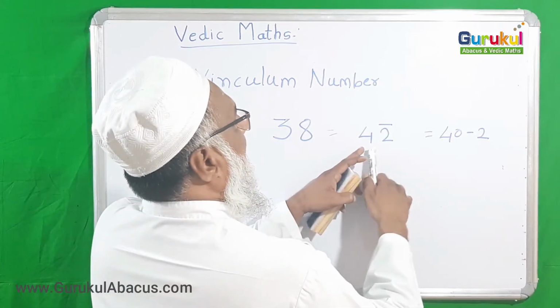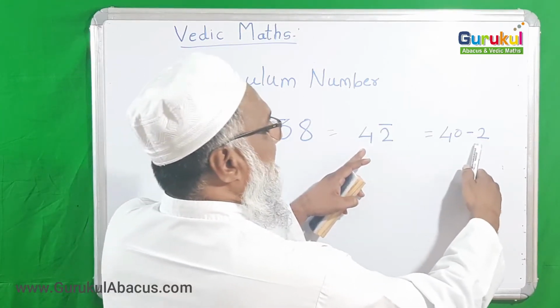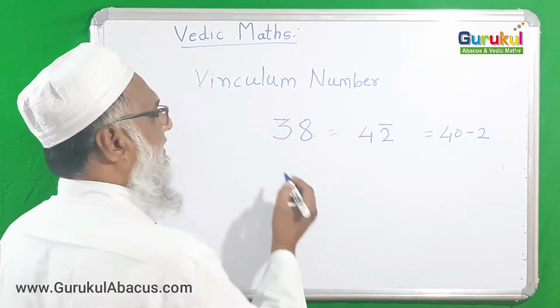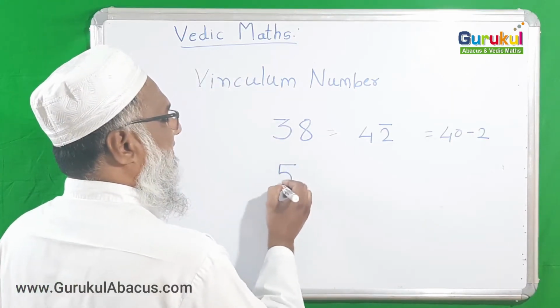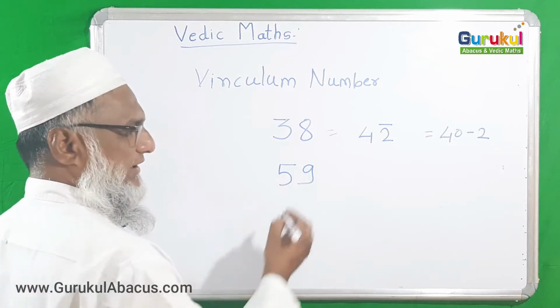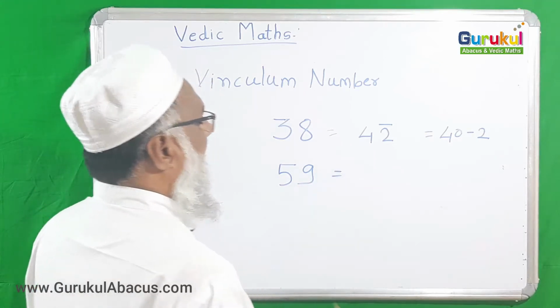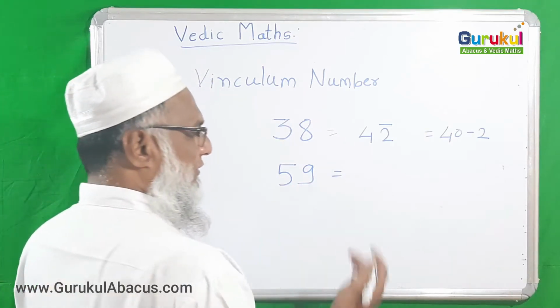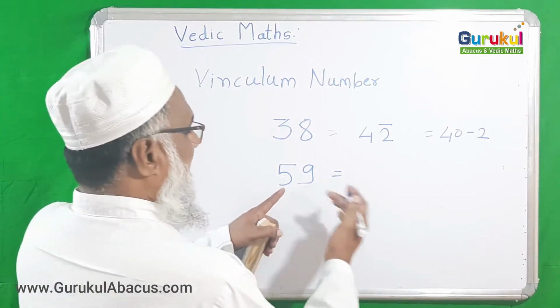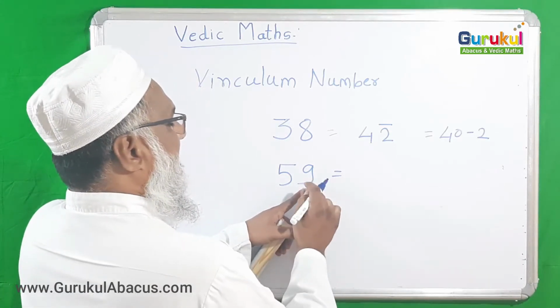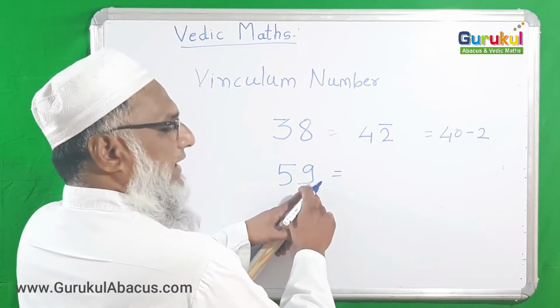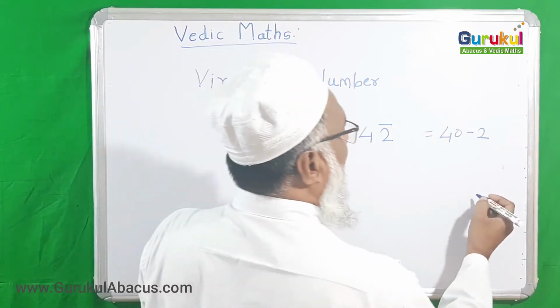In this way we can explain. One more example number we are taking, then you will understand more properly. Suppose there is a 59 in my example, and I want to convert it into a Vinculum number. So what can I do? Firstly, I will find the complement of 9. I should tell you the complements again.